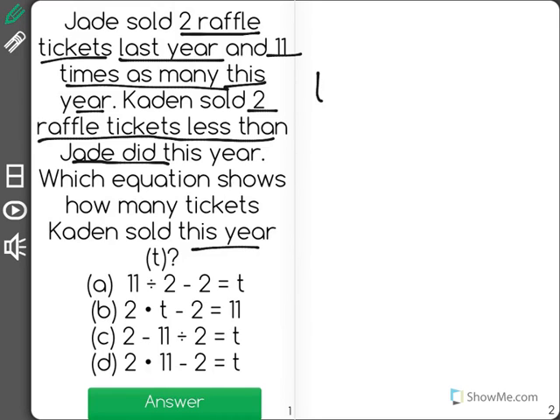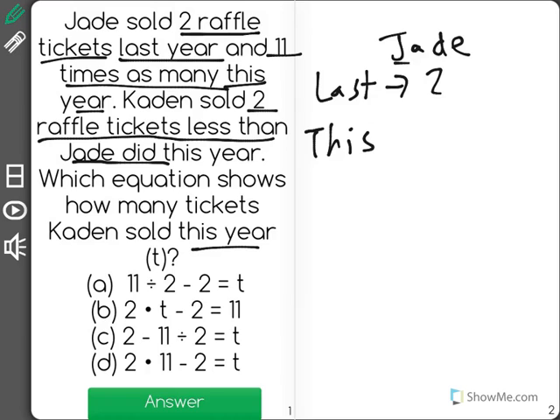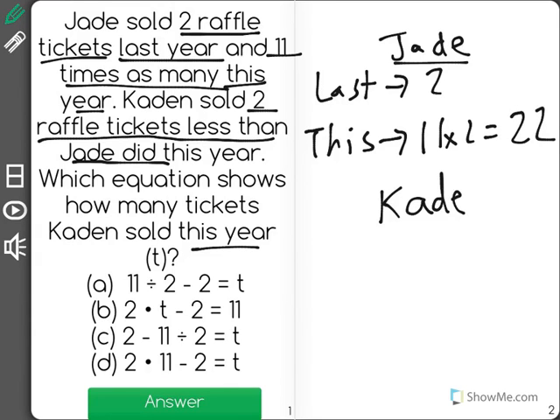Now we know last year Jade sold 2. This year, sorry, this is for Jade, I'm going to mark that. This year she sold 11 times as many as she did last year. So that would be 11 times 2, meaning that this year she sold 22. The question is, which equation shows how many Caden sold?